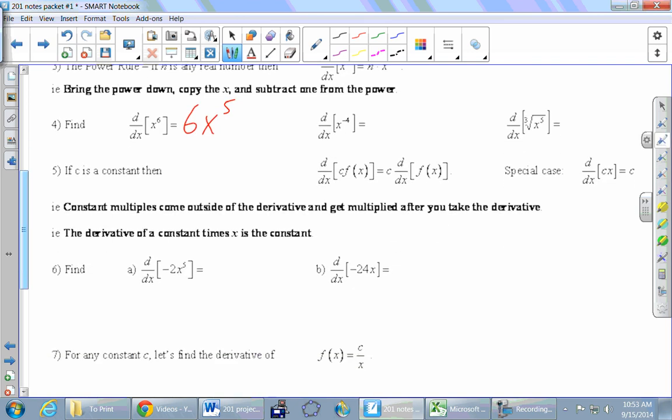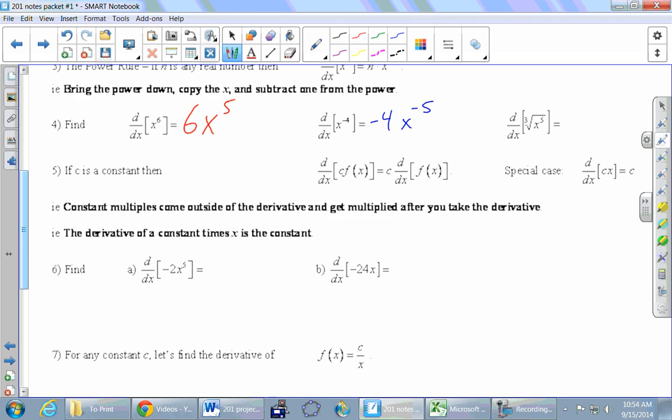Next one, derivative of x to the negative 4. What comes down? Negative 4. What gets copied? x. Subtract 1 from the power? Negative 5. It's really easy to go the wrong way if the power is negative. You subtract 1 from that power every time.